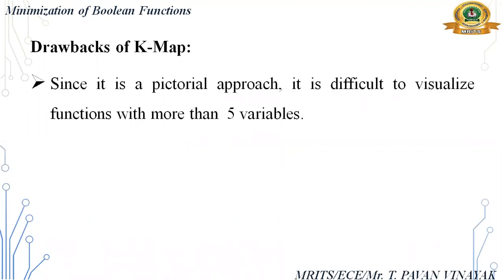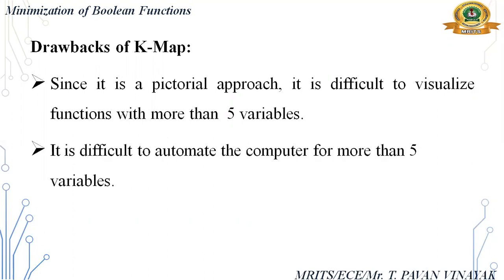Next, drawbacks of K-map. Since pictorial representation is difficult for 5 variables or more than 5 variables, it is difficult to find which is reflective, which one is not reflective, and which one you have to select as an octet. Everything is difficult. As variables increase, it is very difficult. Okay, and to automate or program for more than 5 variables is also difficult.